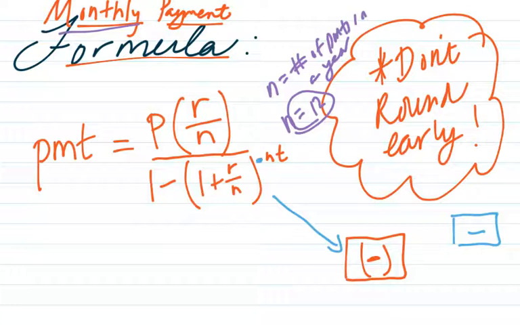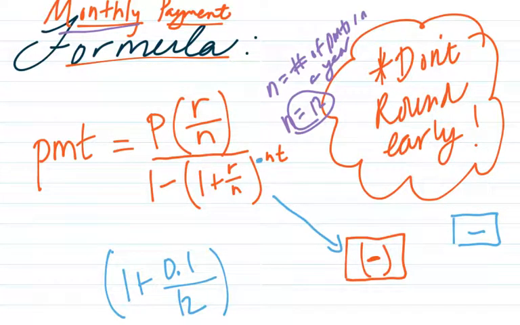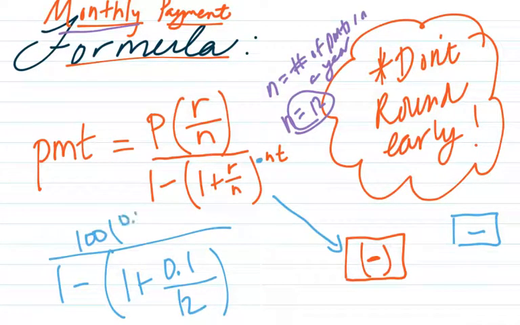Also, when you raise something to a negative power, you're going to want to make sure that when you raise it, you start your part in parentheses. So let's say I had 1 plus 0.1 over 12 raised to the negative 12 times 5 for a 5-year loan. Now let's say it was 100, 0.1 over 12. Essentially I'm making up an example right now.